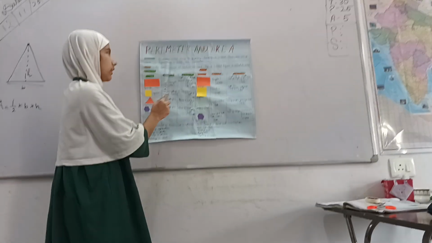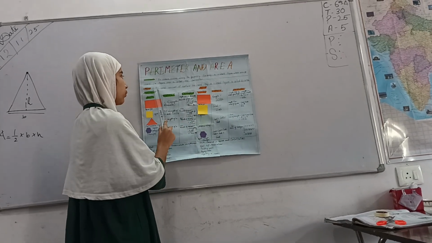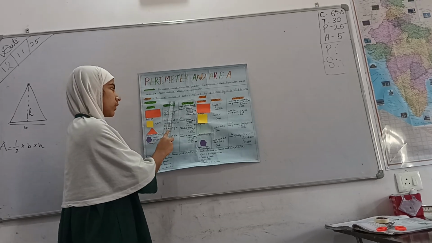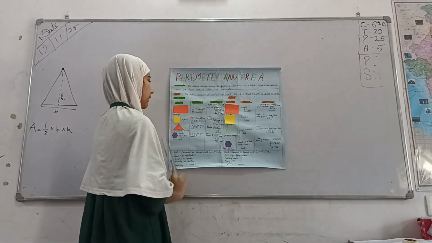What is perimeter? The distance covered along the boundary forming a closed figure. When you go round the figure once is called the perimeter. And what is area? The total amount of surface enclosed by a closed figure is called its area.